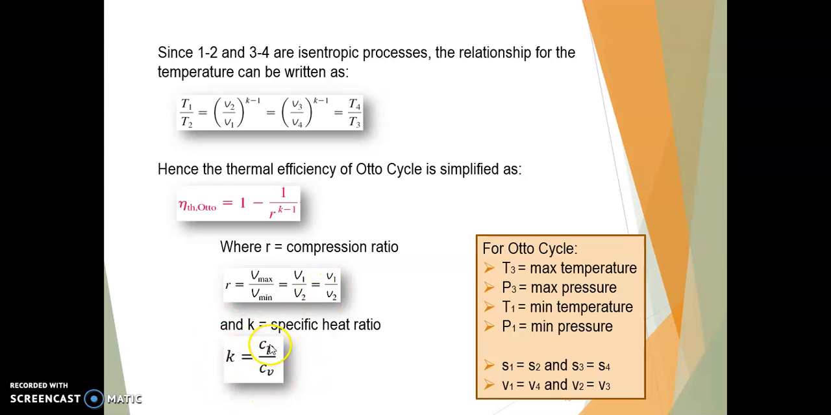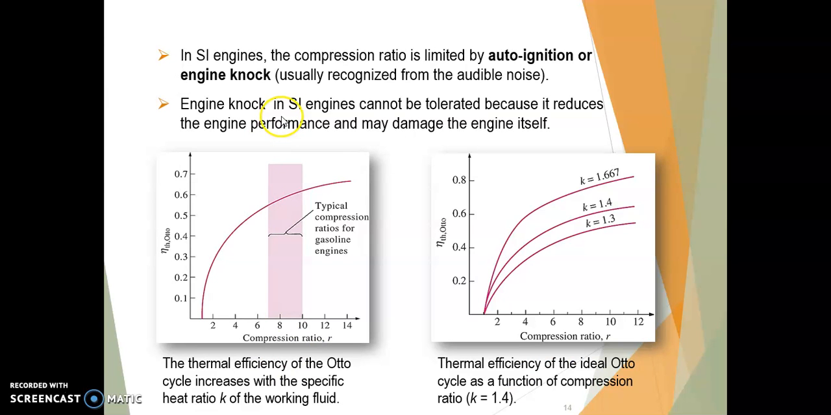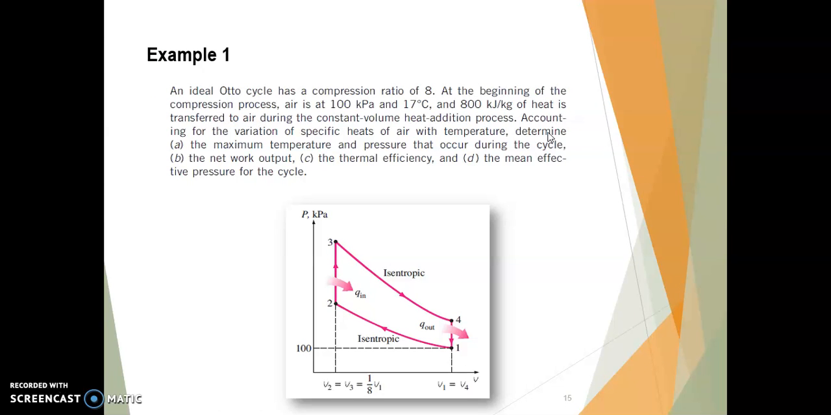K from the formula is equal to Cp over Cv, while as I mentioned just now, it will be provided in the question. So, according to the spark ignition engine, the compression ratio is limited in the Otto engine by engine knocking. The knocking is what we usually hear in a car when it is moving with improper fuel or improper gearbox, and it gets some knocking. This knocking cannot be tolerated because it reduces engine performance and damages the engine.